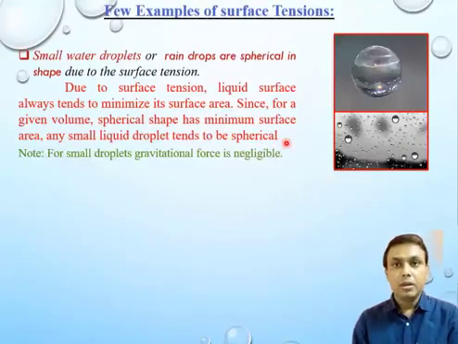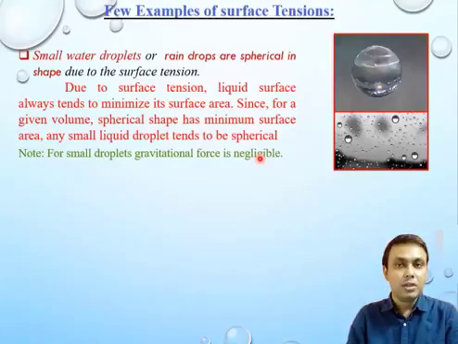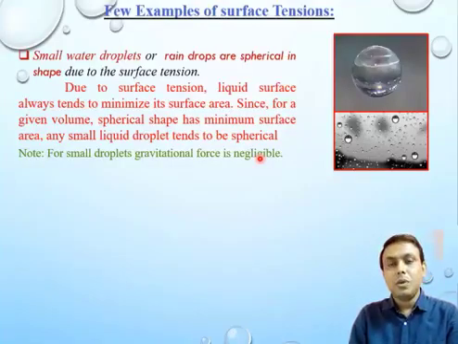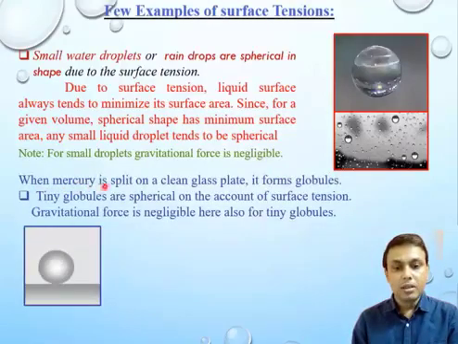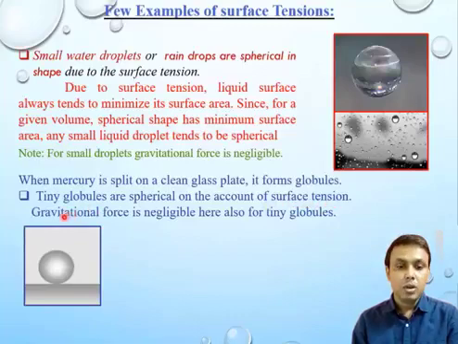Now here it is to be noted that for small droplets, gravitational force is negligible. If we take large water droplets, in that case the gravitational force will not be negligible and due to gravitational force the spherical shape may be deformed. Now another example, when mercury is placed on a clean glass plate, it forms globules. Why? This is also due to surface tension. Here also the gravitational force is negligible.